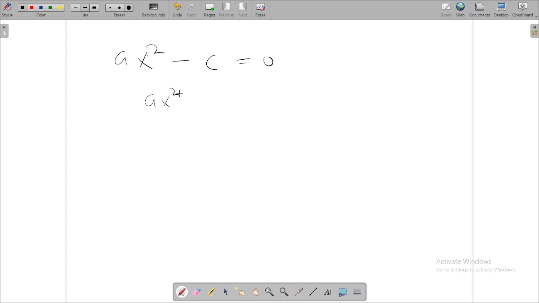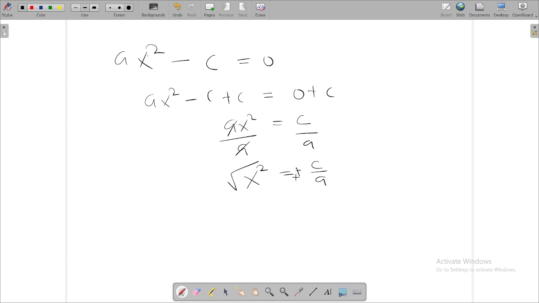So we'll have ax squared minus c plus c, and then 0 plus c. This means the c and c will go away. So we'll have ax squared is equal to c. To do away with the a, we divide through by a, which means the a and a go away. Then we have x squared is equal to c over a. But we are interested in x, so we'll find the square root of both sides. So the square root here becomes plus or minus. You need to understand that anytime we find the square root, we need to look at both the positive and the negative side. So x is equal to plus or minus square root of c over a. Now, when we use this approach, we can solve questions involving quadratic equations of the form ax squared minus c. Let's take a typical example and see.